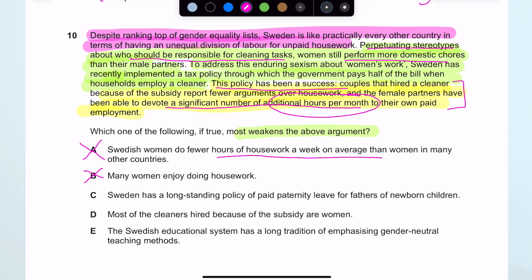Many women enjoy doing housework. Again, not very relevant. Sweden has a long-standing policy of paid paternity leave for fathers. Again, we're not caring about fathers right now. Most of the cleaners hired because of the subsidy are women. So there's your weakening of the argument. We're saying that policy has been a success at overturning the stereotype of who should have more cleaning tasks and women performing more than men. But if the case is that cleaners are being hired and they're still women, then that kind of ruins the point of it.